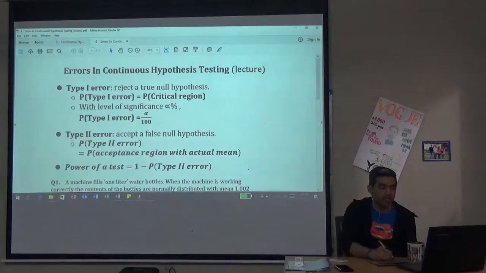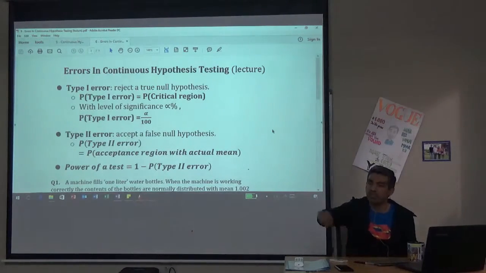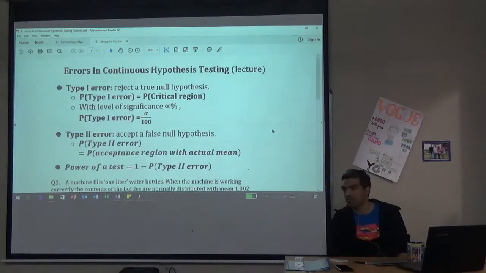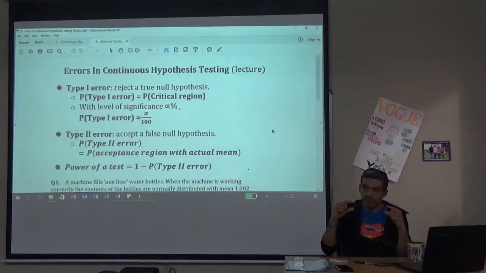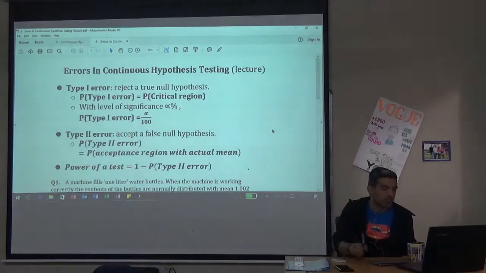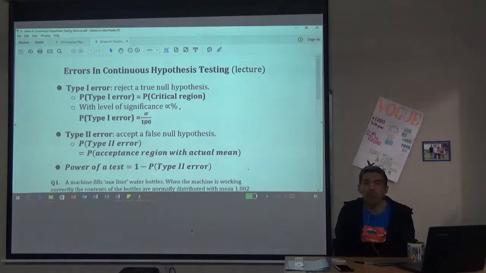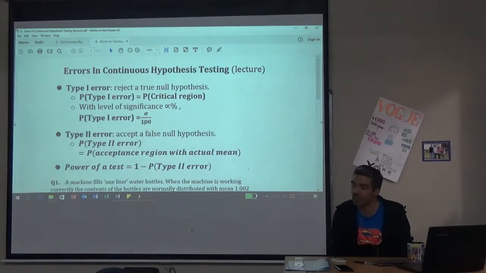It's errors in hypothesis testing, and I just spoke about this. So a type 1 error is when you reject a true null hypothesis. When does that happen? When you fall in the rejection region. And what are your chances of falling in the rejection region? Your chances of falling in the rejection region equal the significance level, because that's the probability of the area covered in the normal distribution by the rejection region, right? So with a level of significance of alpha percent, whatever that percentage is, your type 1 error probability is basically alpha upon 100. So if your significance level is 5%, that means your probability of type 1 error is 0.05.